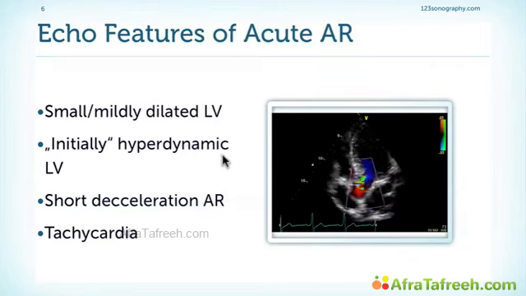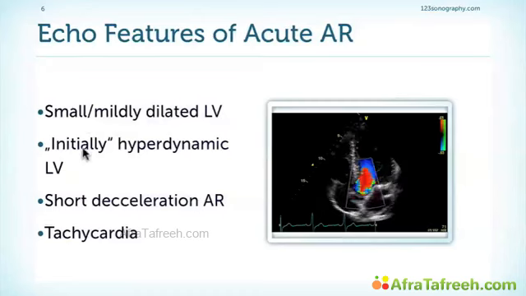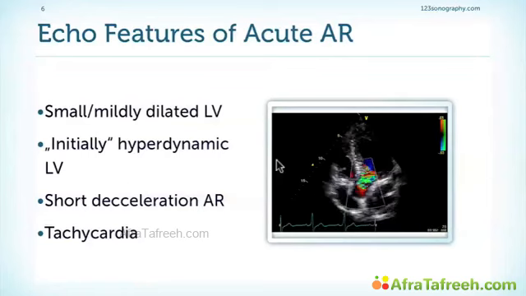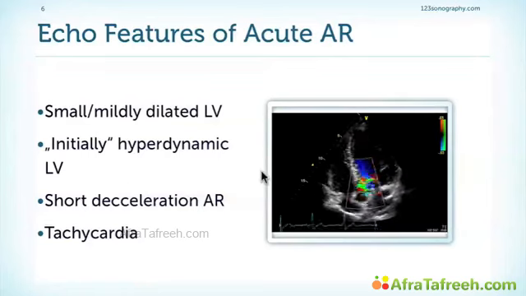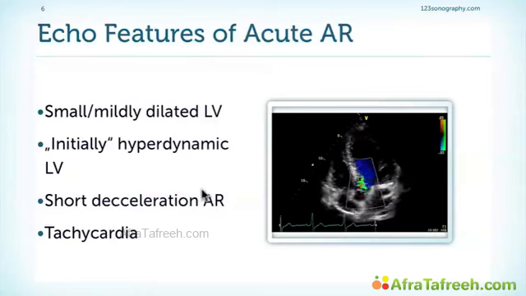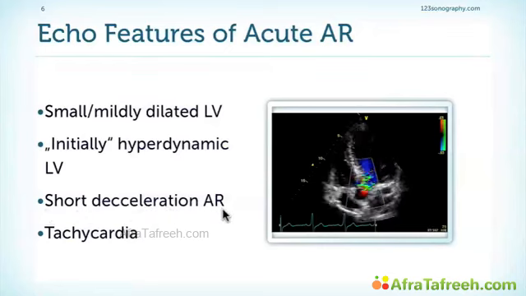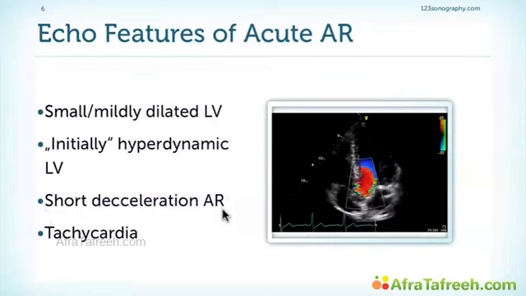What are the echo features of acute aortic regurgitation? As already mentioned, we have a small or only mildly dilated left ventricle. The left ventricular function is hyperdynamic to compensate, at least initially, and then finally, if the ventricle fails, ventricular function becomes more normal and then finally reduced. And a very typical finding is a very short deceleration time of the continuous wave Doppler spectrum of aortic regurgitation.